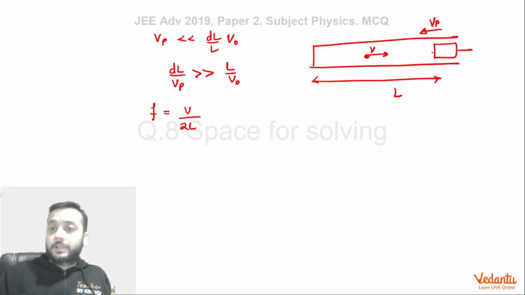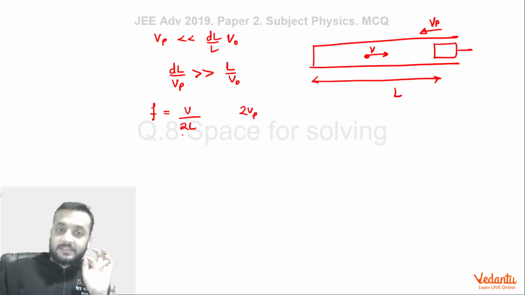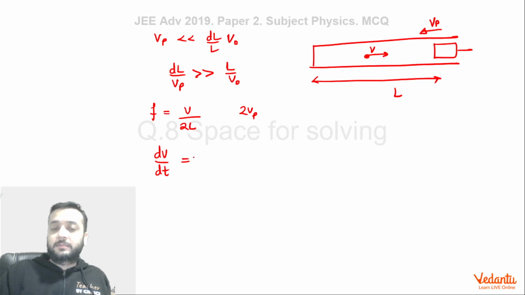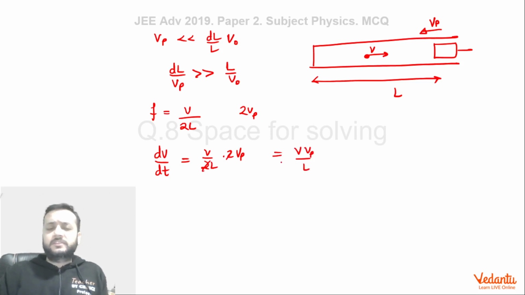Okay, and what is the increment in the speed of the particle per collision? The increment in the speed of the particle per collision is 2vp. So remember, this is the number of collisions per second, and in one collision this is the increment in the speed. So we can say the rate of change of velocity of the particle is v by 2l into 2vp. This is the number of collisions in one second, and this is how much the speed changes in one collision. So that means this is the total rate of change of speed or velocity. The 2 and 2 get cancelled. This is v into vp upon L.